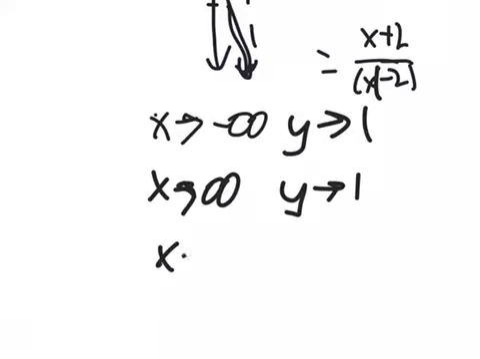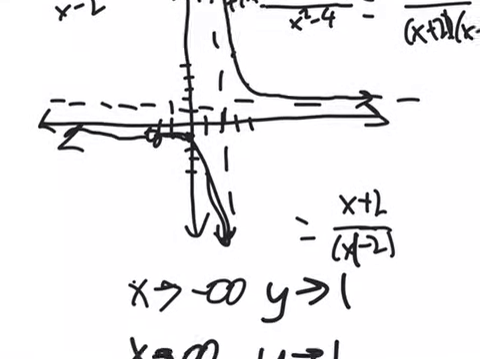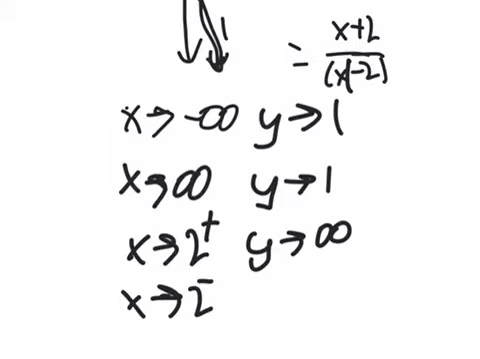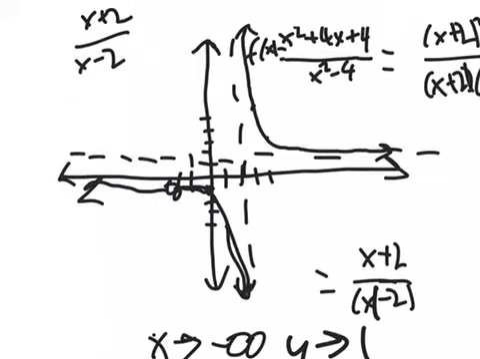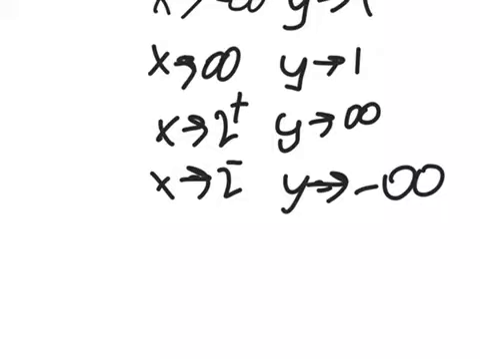When x approaches 2 from the positive side, our y approaches infinity. When x approaches 2 from the negative side, y approaches negative infinity. For asymptotes, we have one vertical asymptote at x equals 2, because we have a hole, and a horizontal asymptote at y equals 1.